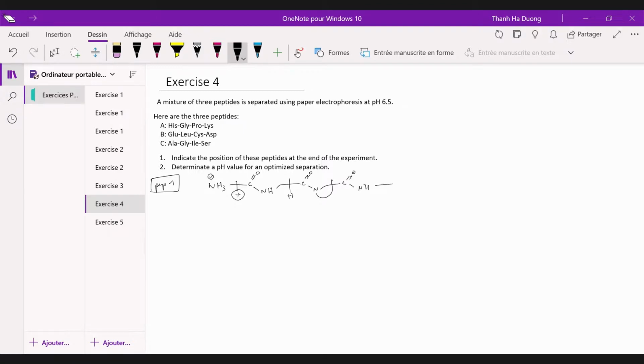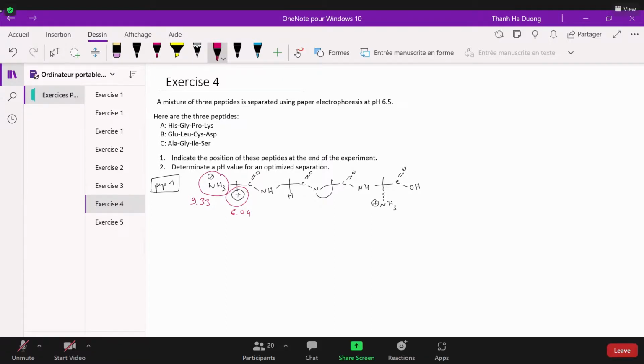And after that you have lysine, which at low pH is protonated. Okay, so in this peptide, we have 4 pKa functions which can be protonated or deprotonated. We have this one with a pKa of 9.33. This one with a pKa of 6.4.